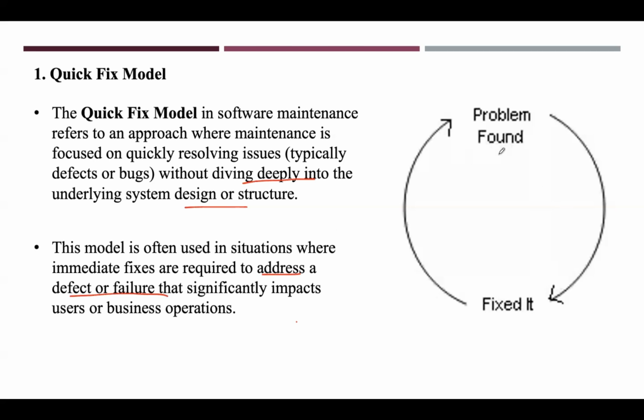So whenever a problem is found, that problem will be fixed and then it will search for other problems. So the goal is to quickly resolve urgent issues that affect the functionality or stability of the software. For example, fixing security vulnerability, system crashes, or a critical bug that impacts the users. And here the fix is typically small in scope and does not involve large scale changes to the software. It's more about patching or tweaking the system rather than re-engineering or refactoring the code.